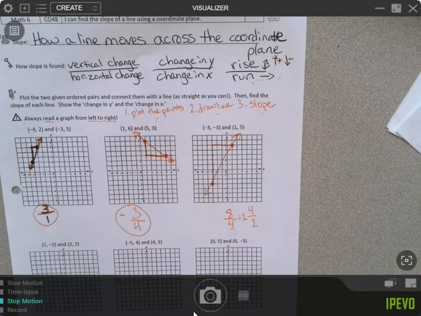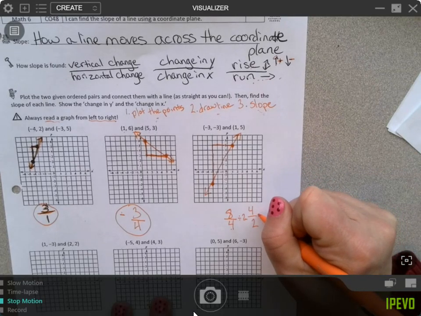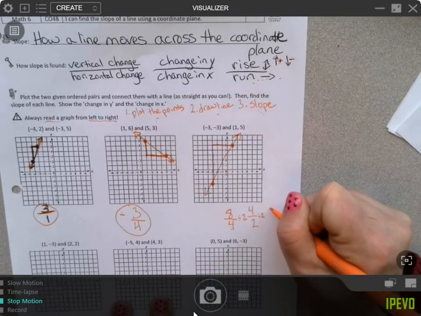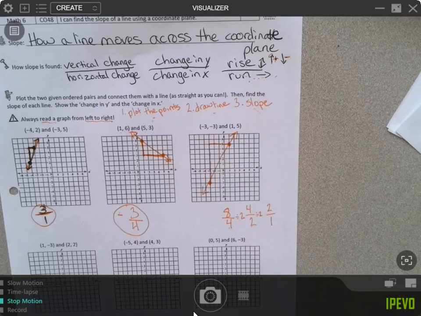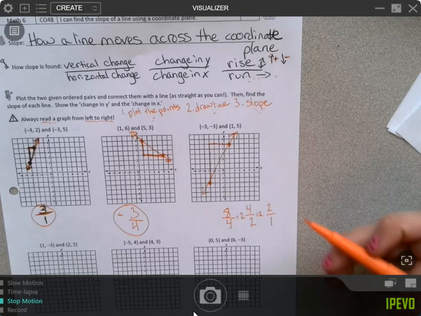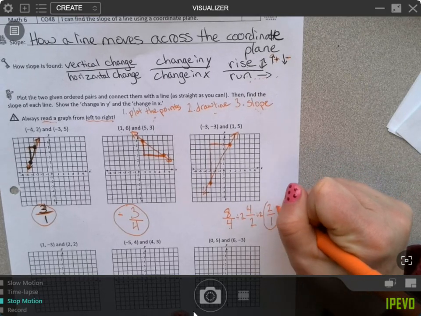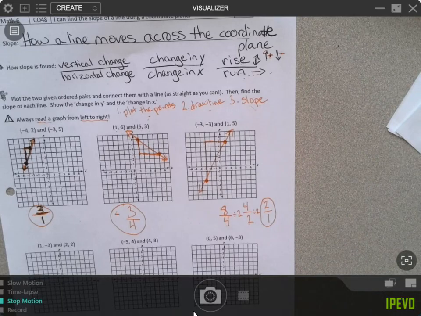Am I done? Oh, I heard somebody say no. Who said no up front here? Kellen, was that you that said no? Why am I not done, Kellen? I can divide out another 2. 4 divided by 2 is 2. 2 divided by 2 is 1. Am I done now? Bennett? Yeah, I can't divide anything else out of that 2 and that 1. So I'm going to circle my final answer.